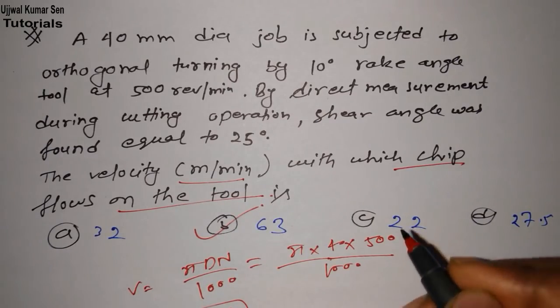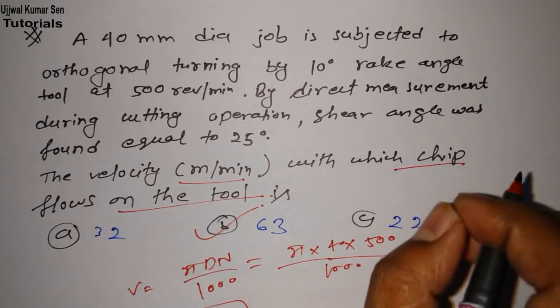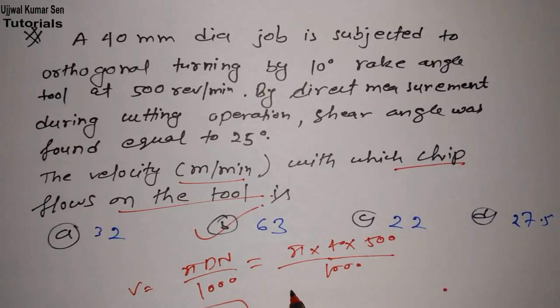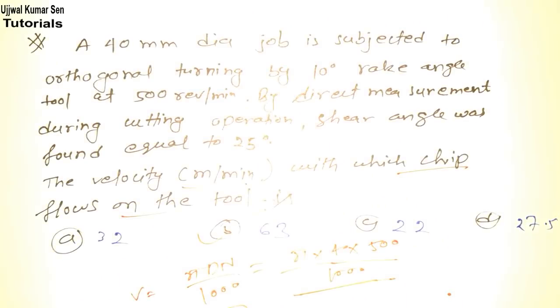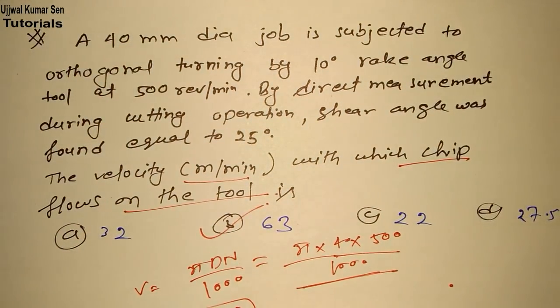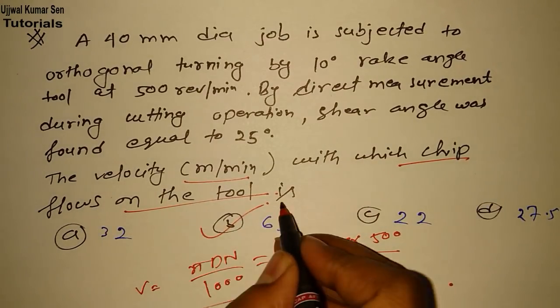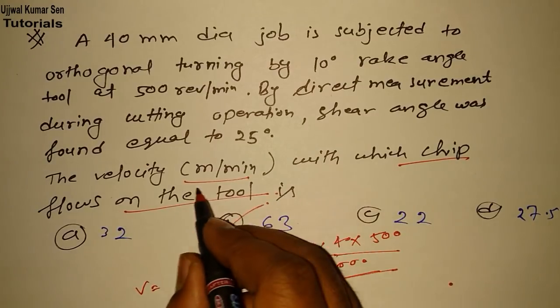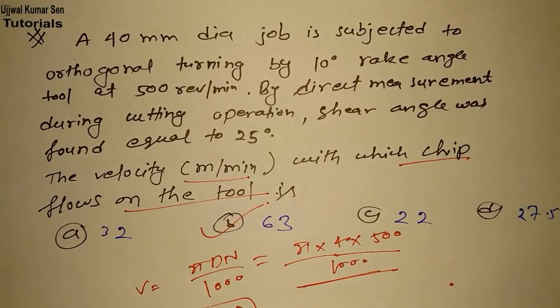That means we have to find out the velocity with which the chip flows on the tool. So for finding that out, we have this value, right? Now, what is most important that I need to share with you here. You are going to make the same mistake here, because they are saying velocity with which the chip flows on the tool is... so we have to find out what velocity with which the chip flows on the tool.